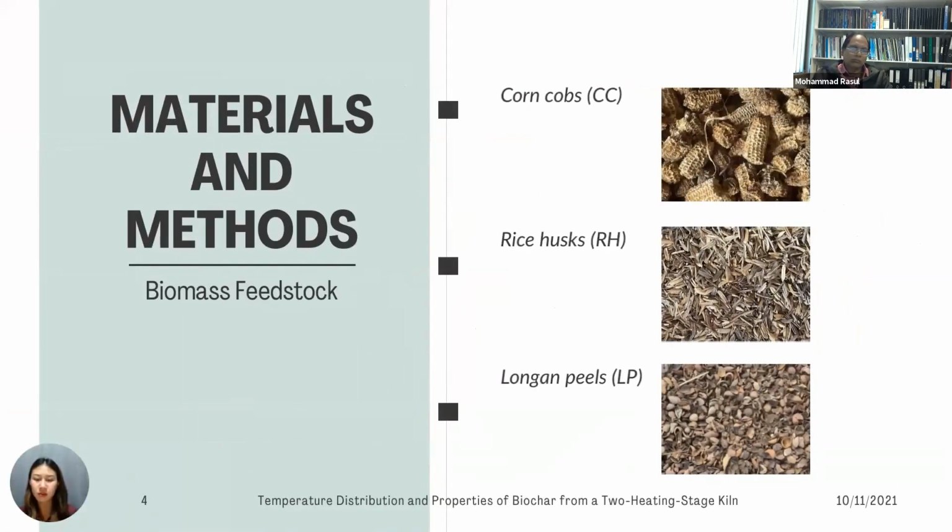Material and method. Biomass feedstock. This study used 3 types of material: corn cob, lignite, and longan peel. Each experiment used 6 kilograms of raw material at a time.